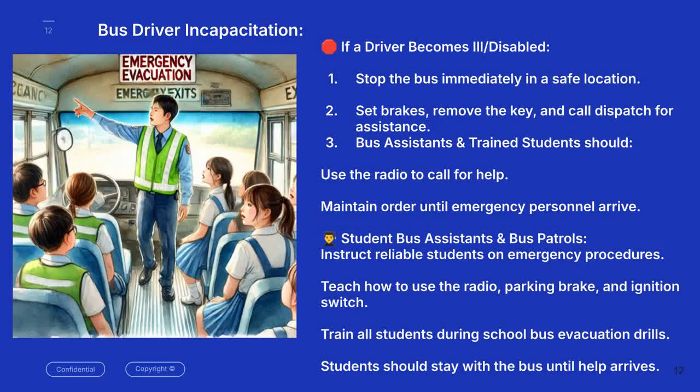Bus driver incapacitation: if a bus driver becomes ill or disabled, immediate action is required to ensure safety. Emergency steps for the driver: stop the bus immediately in a safe location. Set the brakes, remove the key, and call dispatch for assistance. Bus assistants and trained students should use the radio to call for help. Maintain order until emergency personnel arrive.